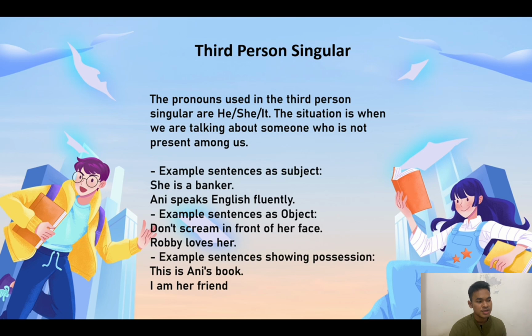Next is third person singular. The pronouns used in the third person singular are he, she, it. The situation is when we are talking about someone who is present among us.